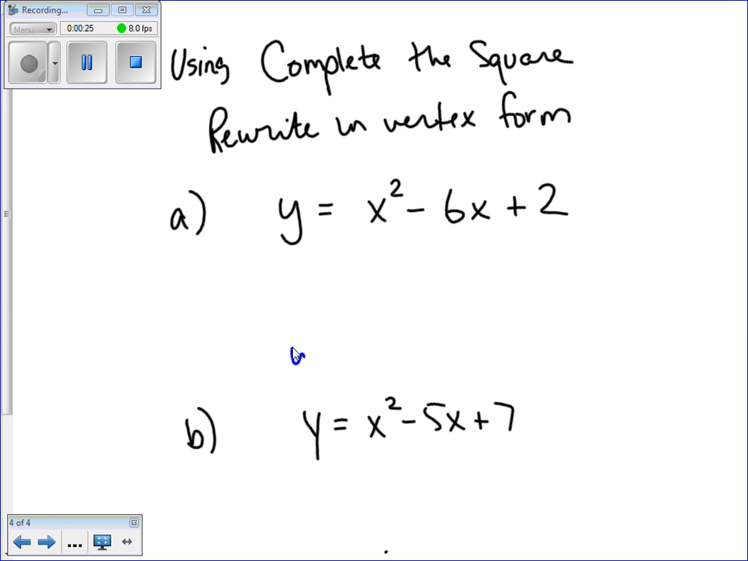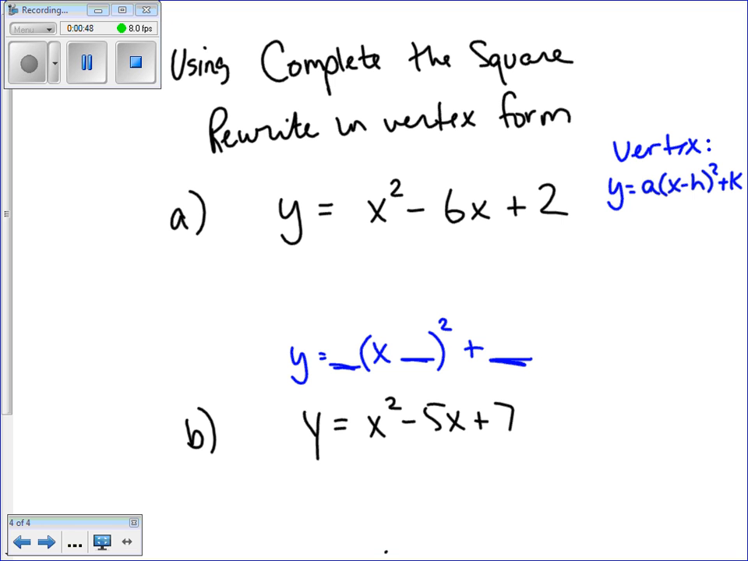Basically, we want to get down to y equals something times x minus something, or x plus something, squared, plus something. Because remember, vertex form in general looks like this. And so that's what we want to get our answer to look like. It's just what goes here and what goes here and what goes here. The a, h, and k values are the things we have to find. A is easy because you can just look at the problem. So A in this case is 1, or you don't have to write it because 1 times anything is itself. So that part we shouldn't have any trouble with.